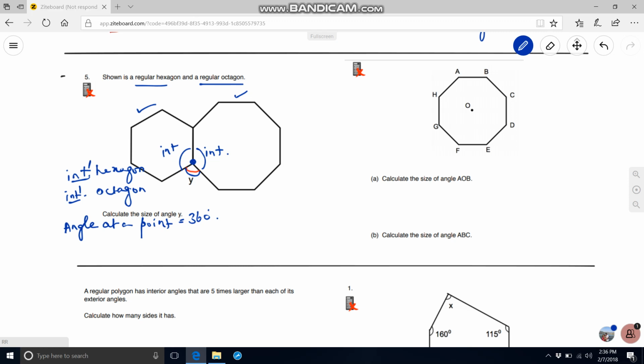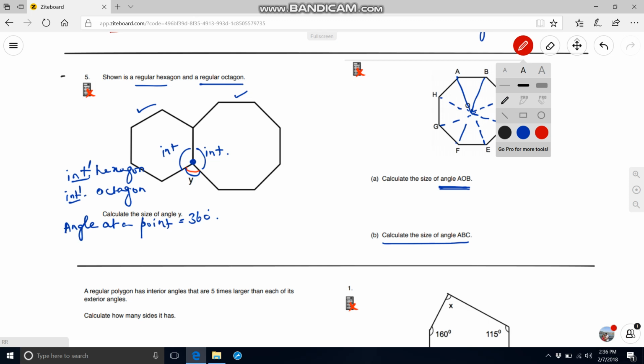And the next image, again it is an octagon. We need to find angle AOB. So we can connect AOB. Here like this we can make 8 triangles because it has 8 sides. Like this we can find out 8 triangles. So what we can say, whatever the interior angles we have, just divide it by 8 so that you will get angle AOB. Next, calculate the size of angle ABC.